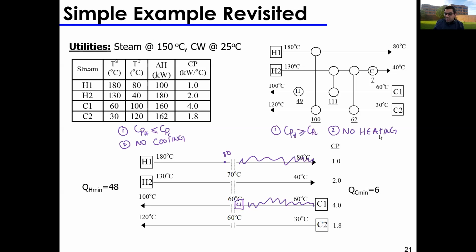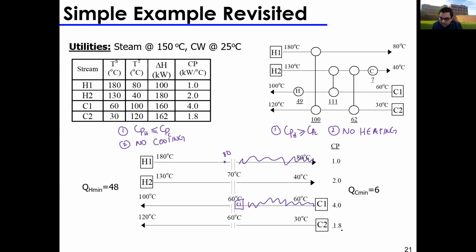Okay, we can start on any side, it doesn't matter. Let's start on this side. I have only two streams here, so maybe it might be easy. CP hot greater than CP cold and no heating. So let me look at my cold stream. My first cold stream is C2, because C1 does not exist below the pinch.